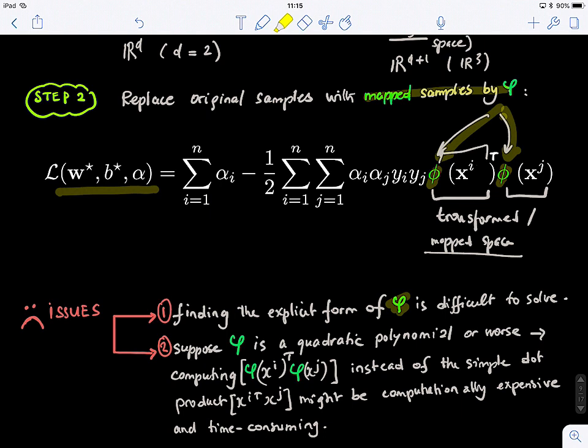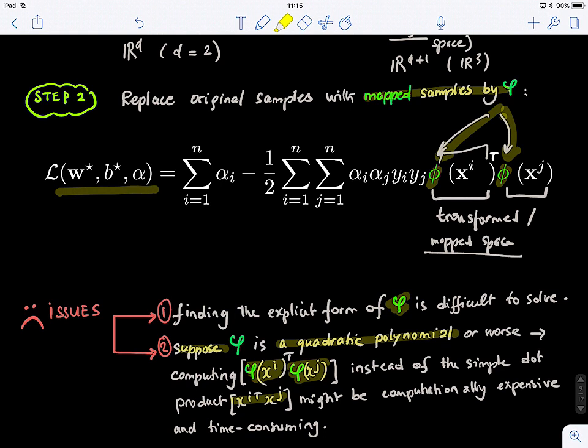The second thing is, imagine for example we have a quadratic polynomial or a function with a worse time complexity, then computing the dot product between the transformed features is more time consuming than just computing the simple dot product between features or samples in the original space, because you need to transform, and to transform you might need to do multiple multiplications and additions. So it's more time consuming, depending on how your phi looks.